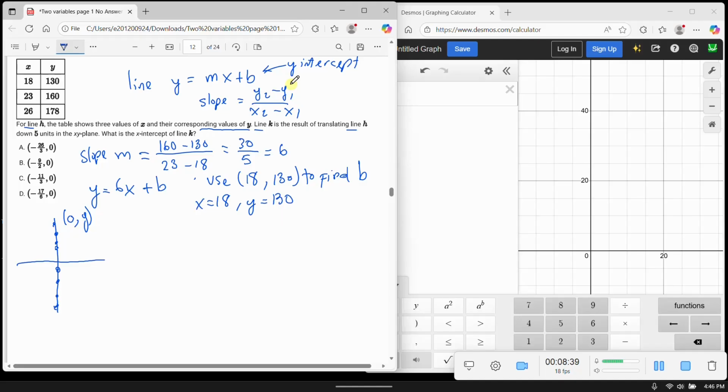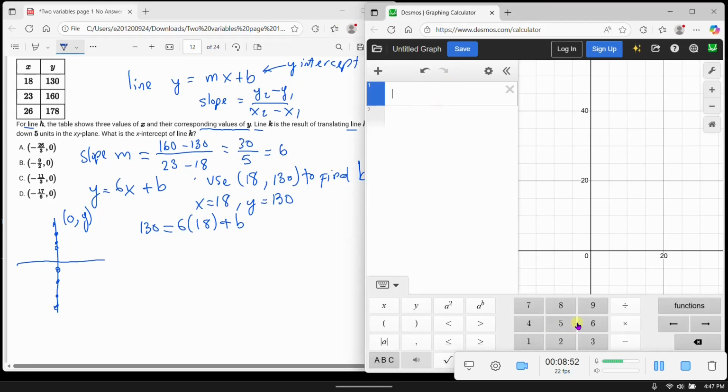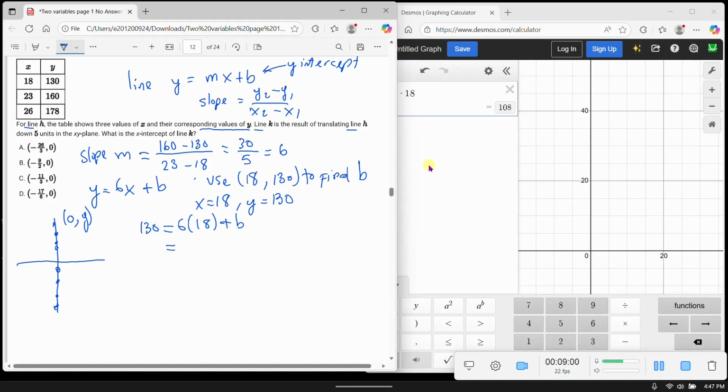All right, so I want to plug the numbers in. So 130 equals 6 times 18 in the bracket. That's what it means, multiplication. So 6 times 18, I'm going to use my calculator. Let's multiply that. Okay, so it's 108. So 130 minus 108, so b is 22. That's my b. So now my equation became y equals 6x plus 22.